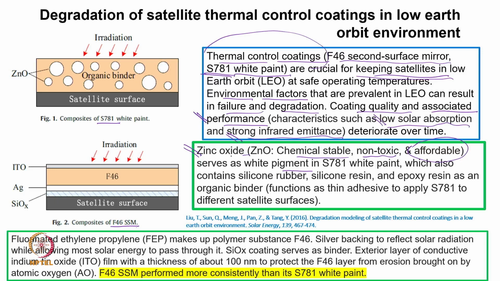Now, in this case particularly zinc oxide was used in a kind of binder, or we use the word organic binder. What is the organic binder? It contains silicon rubber, silicon resin and epoxy resin, and it is a very thin coating which needs to be placed on a surface. When a thin coating needs to be placed on a surface, naturally we require much better quality control, and that is why they have used this kind of organic binder.